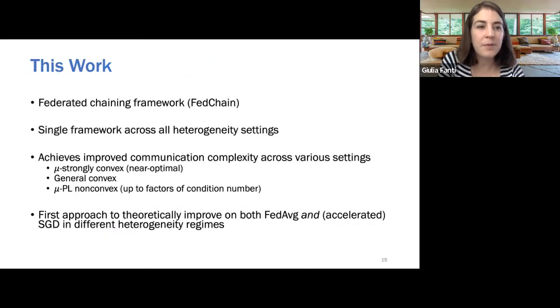So we propose a federated chaining framework called FedChain that tackles both of these problems. So it has fast convergence across all heterogeneity settings and achieves improved communication complexity in the mu strongly convex setting, general convex setting, and mu PL non-convex setting. And this is the first approach to theoretically improve on both FedAvg and accelerated SGD in different heterogeneity regimes.